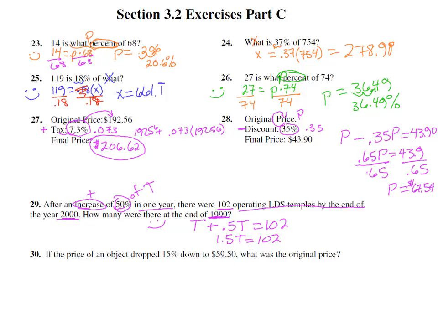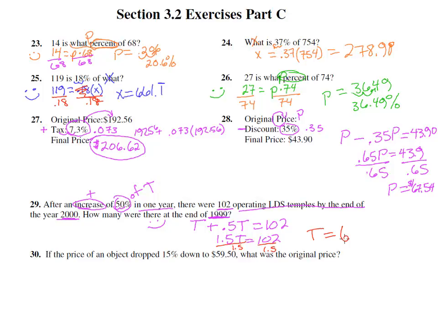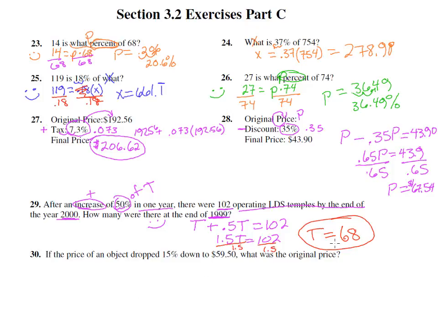Can we solve that for t? Sure we can. We would just divide both sides by 1.5. And we get t equals, on the calculator, 102 divided by 1.5 equals 68. There were 68 temples at the end of 1999. Let's double check that answer. 68 temples is correct. Fascinating to see the growth that happened once small temples were implemented.